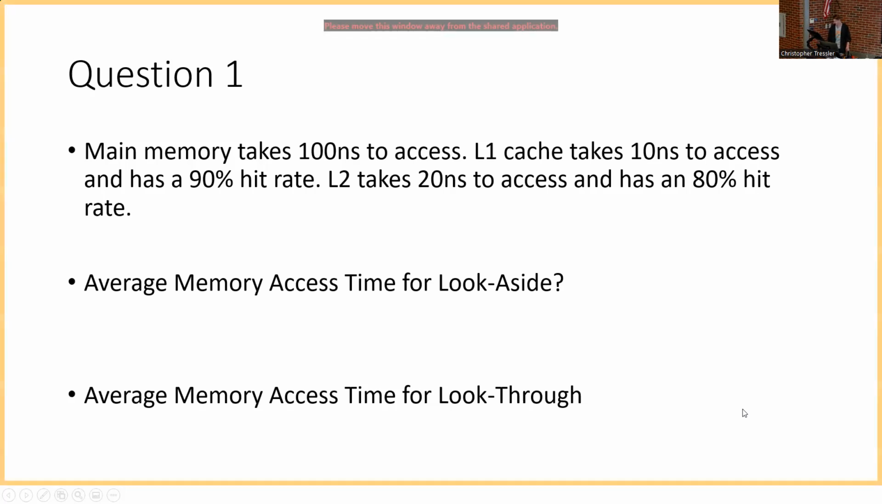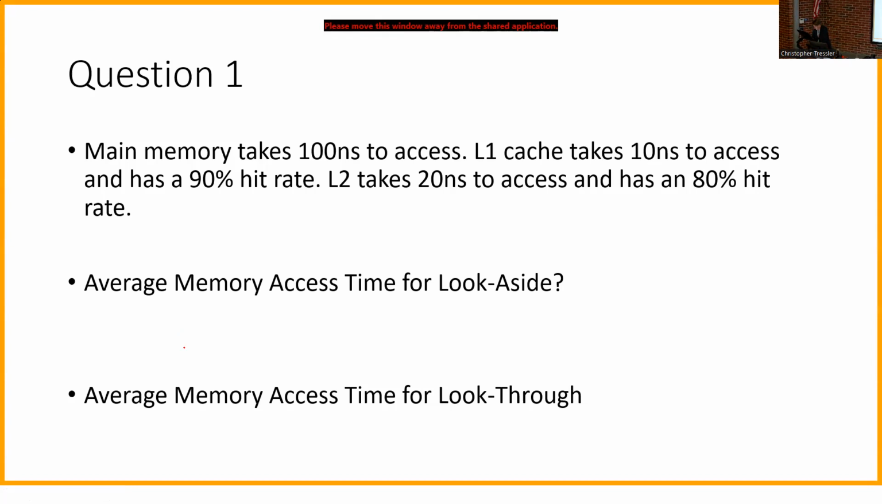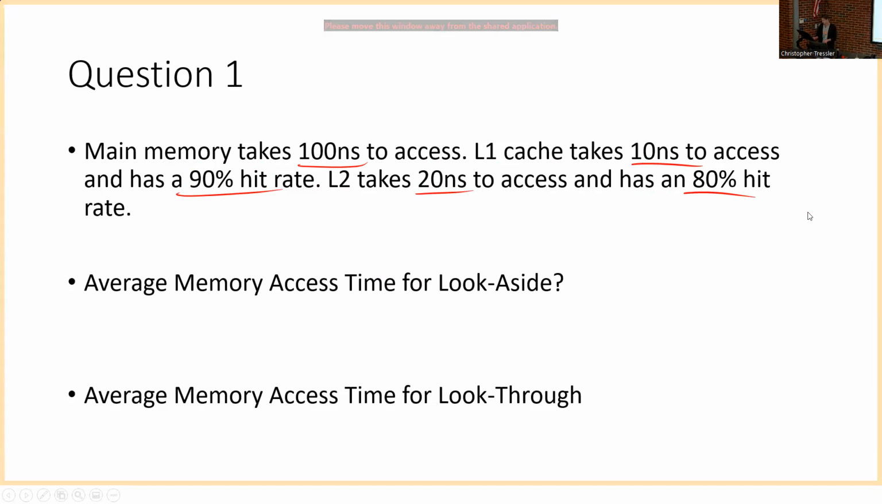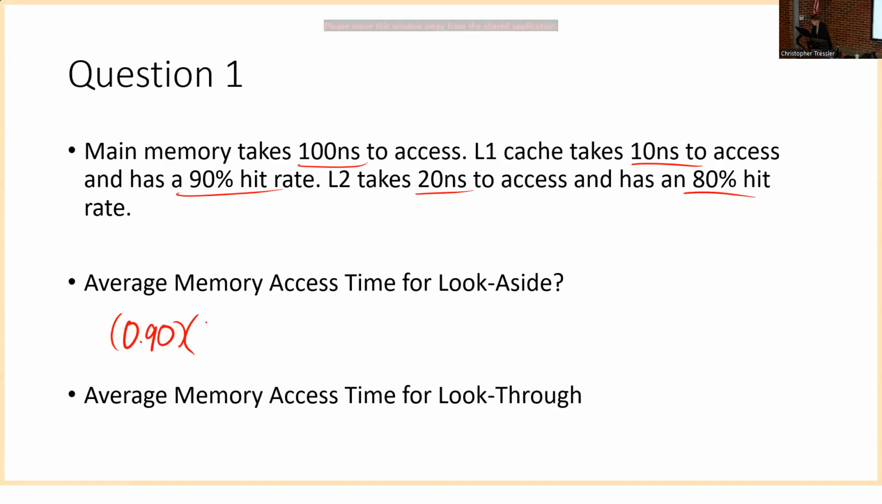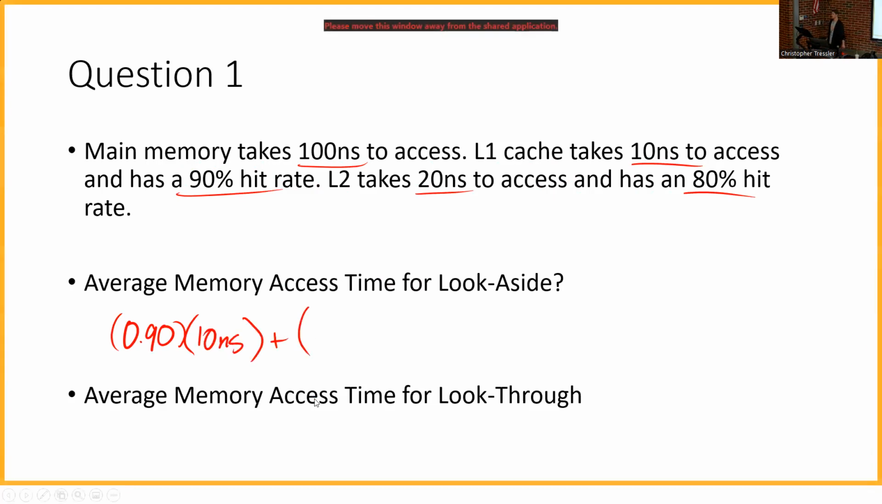And so for our look aside, the look aside is just literally the weighted average. So it says main memory takes 100 nanoseconds, L1 cache takes 10 nanoseconds and has a 90% hit rate, and then L2 takes 20 nanoseconds and has an 80% hit rate. So 90% of the time, we only have to look through L1. So we have 0.9, and that's 10 nanoseconds, right? Now, what percent of the time do we have to look through L2?